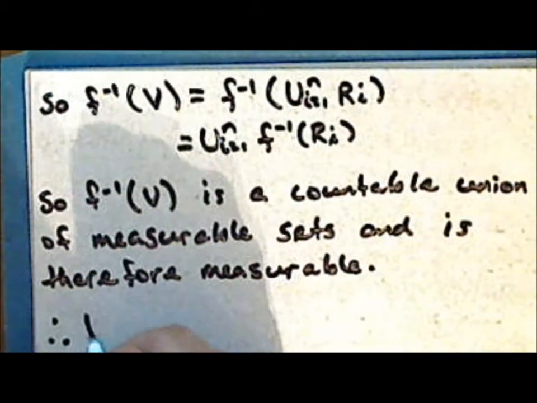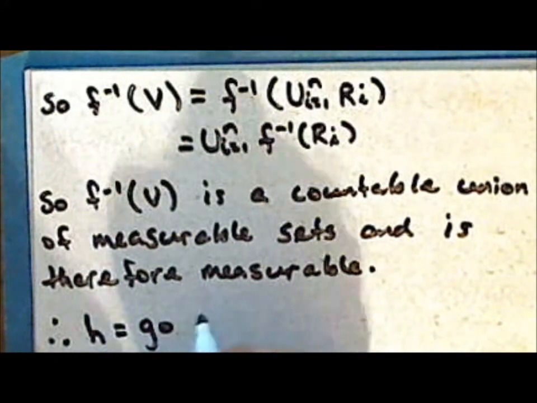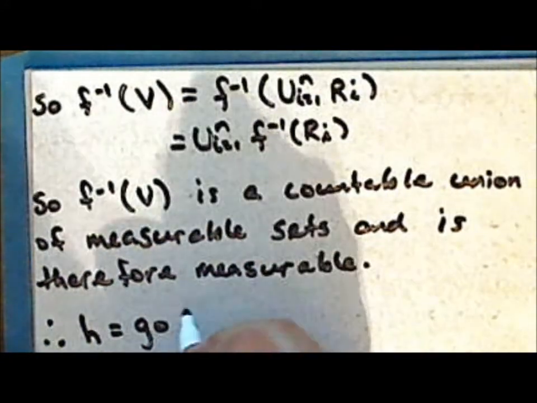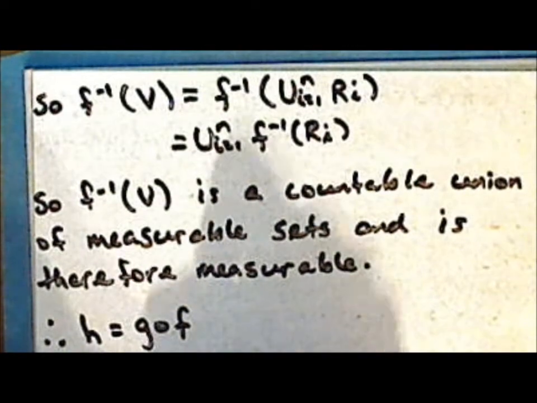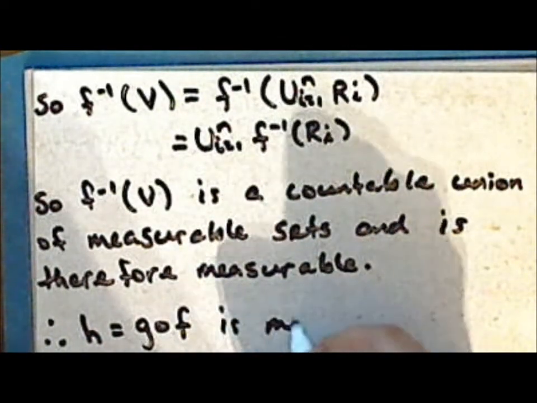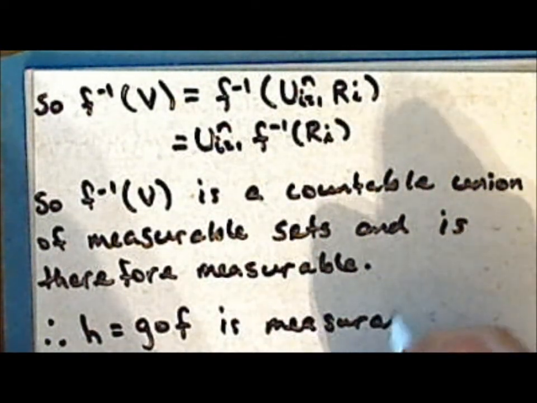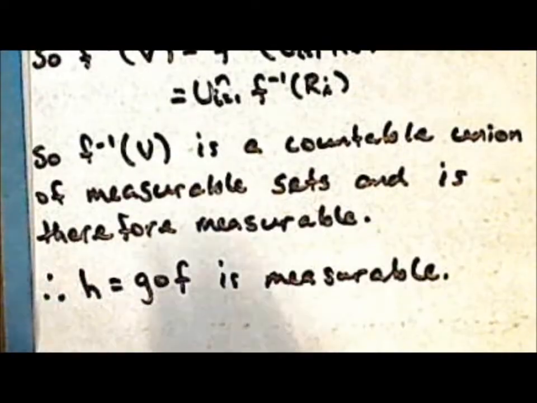And therefore the function H, being the composition of a continuous function with a measurable function, is measurable. All right, so that completes the proof.